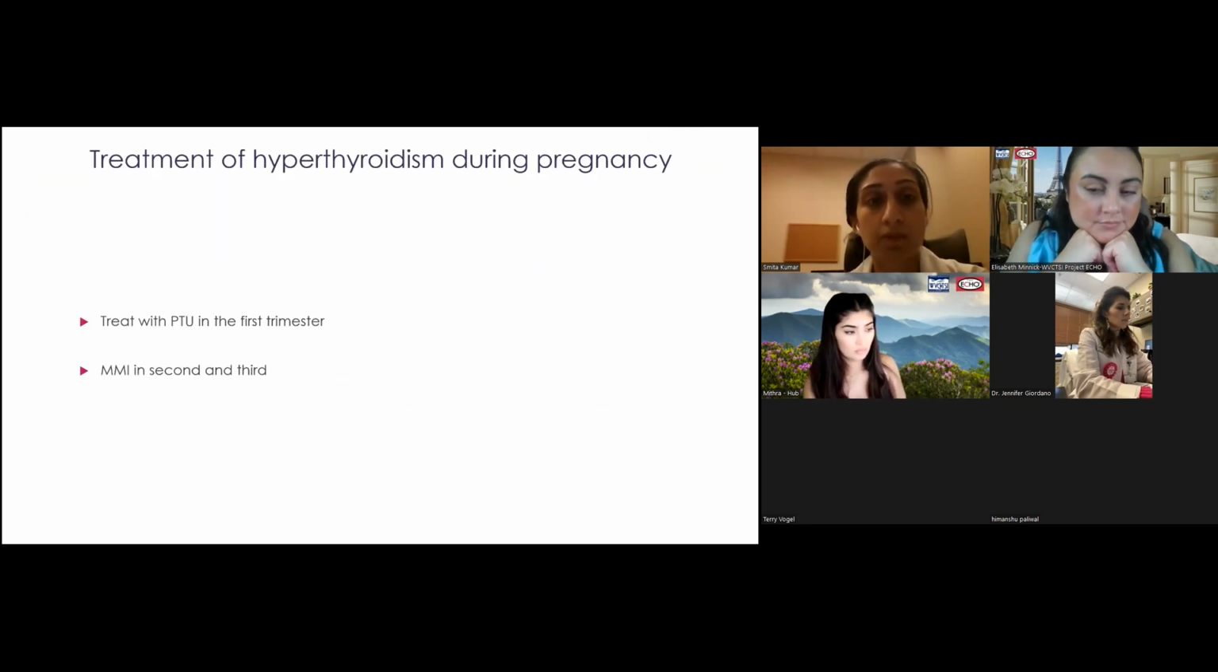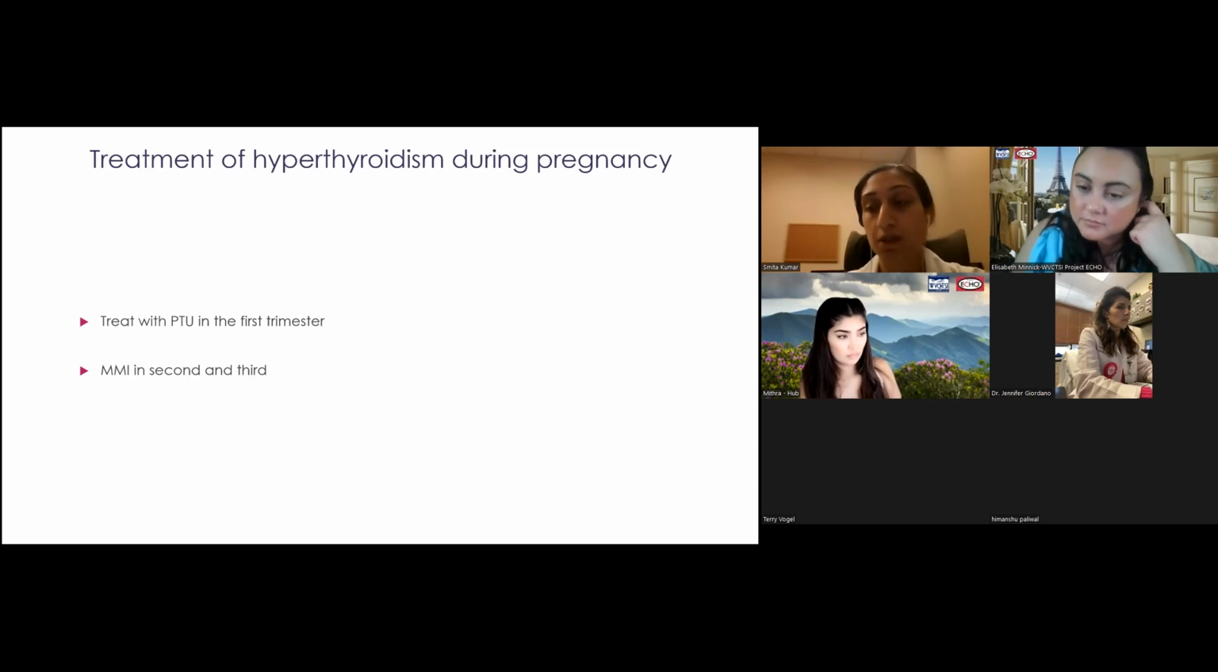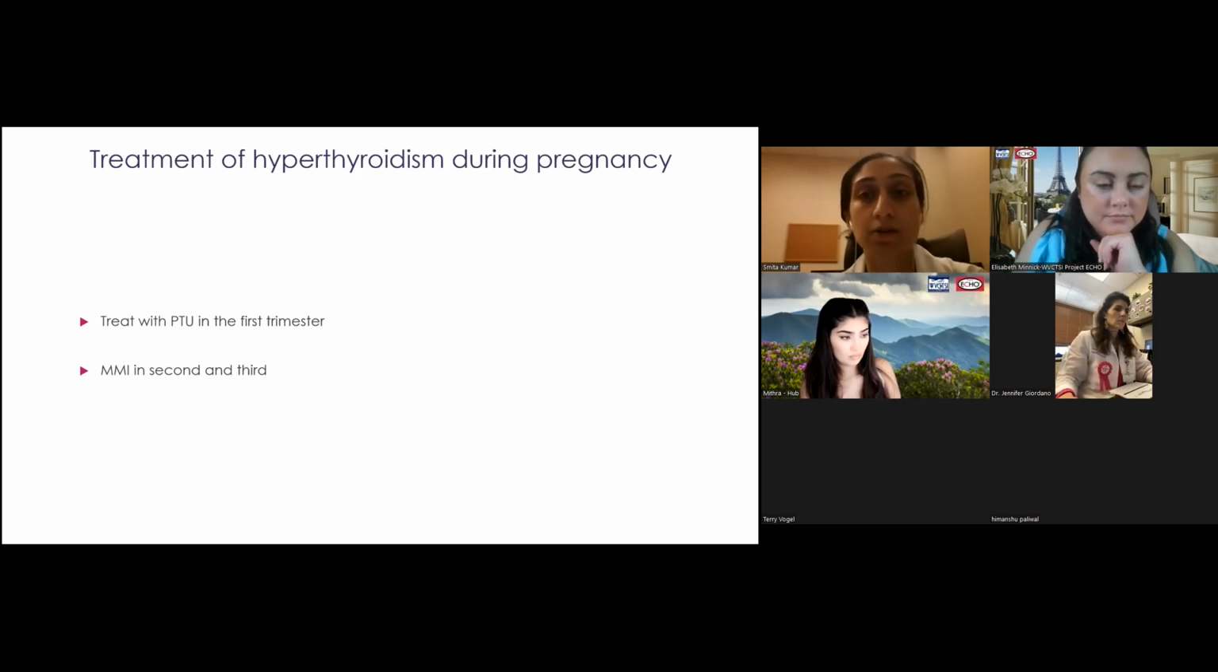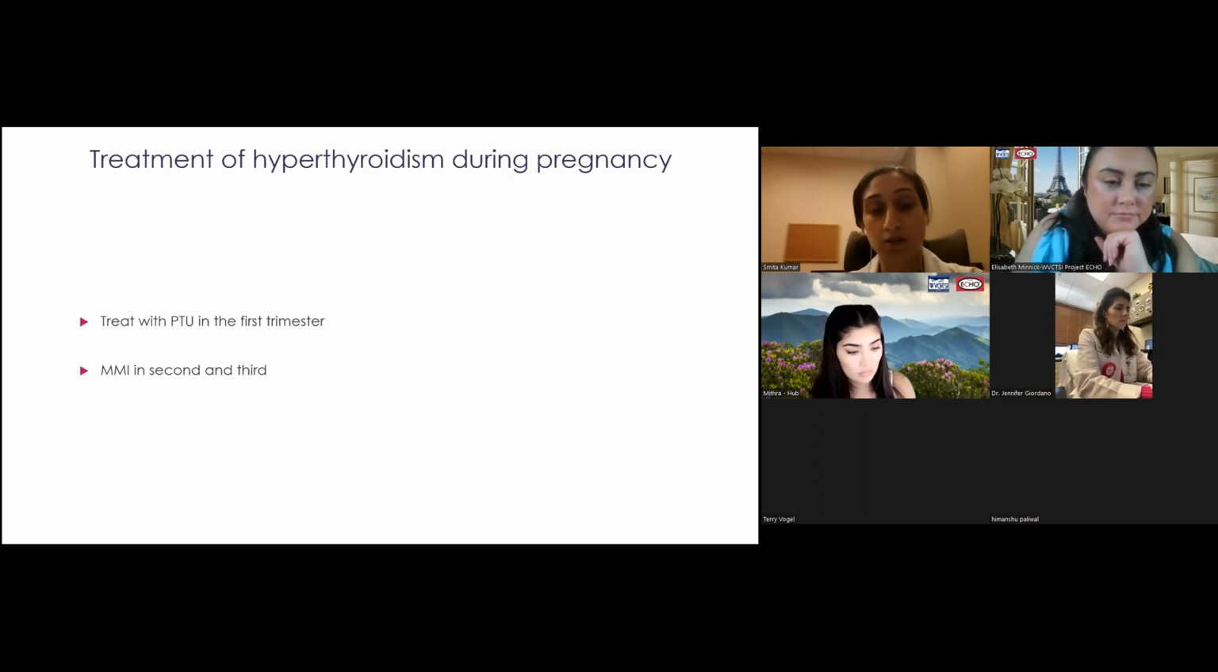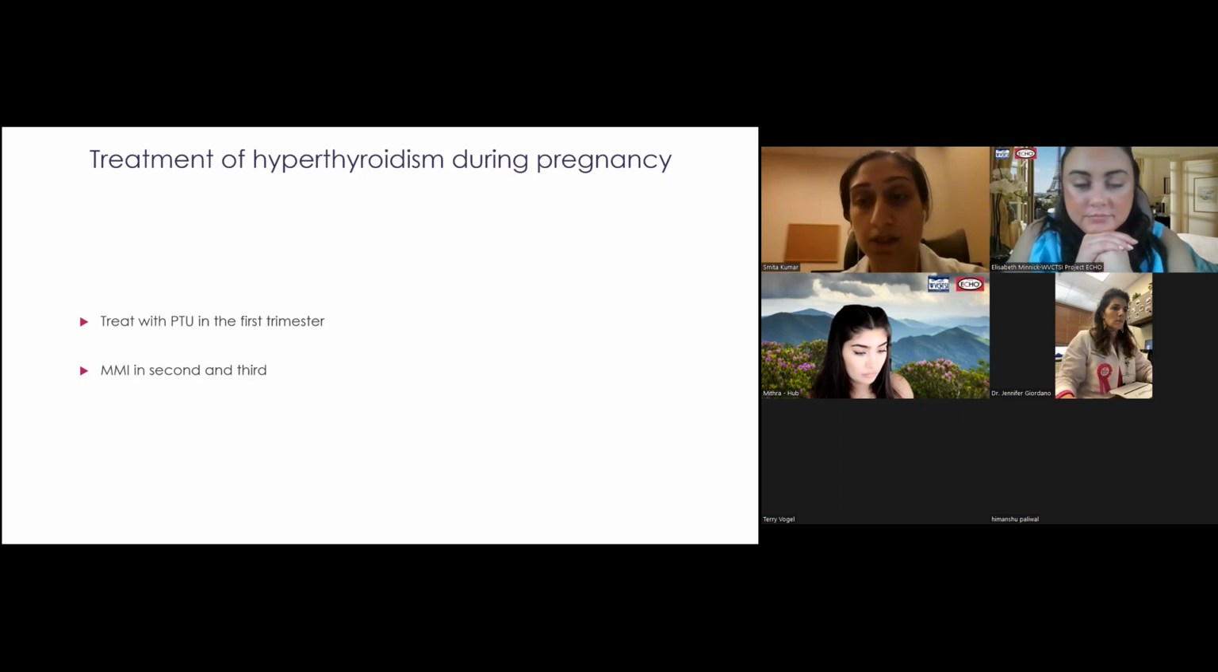We usually choose methimazole as our starting medication because it has a lower side effect profile. Mainly, it has less hepatotoxicity compared to PTU. However, the only time that we might want to choose PTU first is during pregnancy. So in pregnancy, we treat with PTU in the first trimester and then typically switch over to methimazole in the second and third trimester.